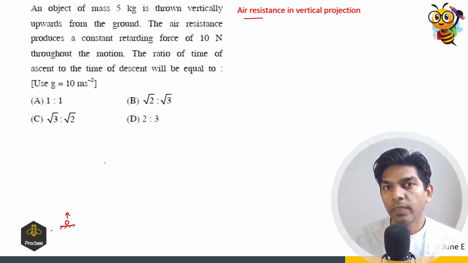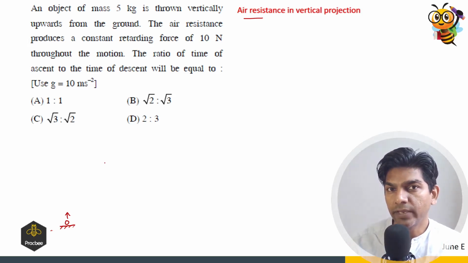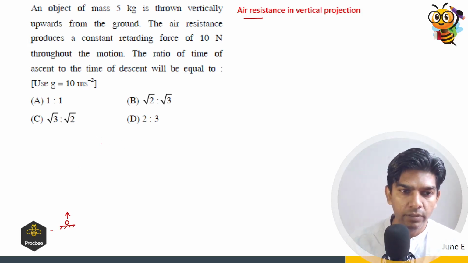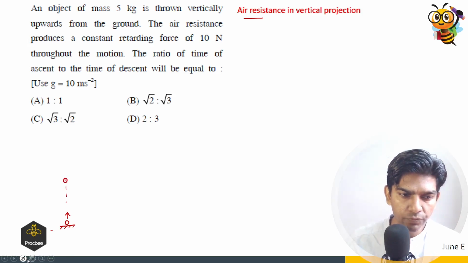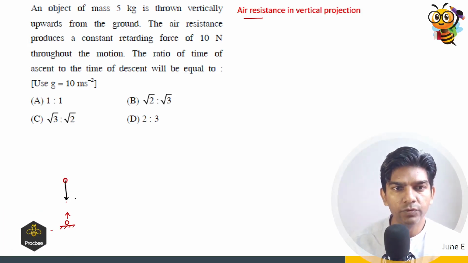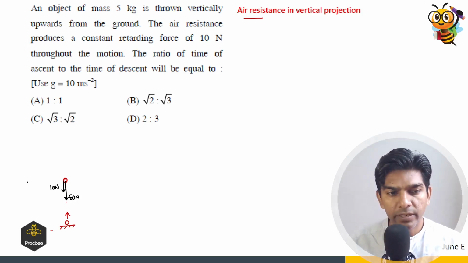So when the stone is ascending, let us find the net acceleration, the retardation, right? If it is going up and I draw the free body diagram, there will be a gravitational force which will be 50 Newton, and there will be an air resistance which is also in the downward direction, which is 10 Newton. So we can say there will be a retardation. Let me call this A1. It will be 60 divided by the mass of the body, which is 5, so it will be 12 meters per second square.